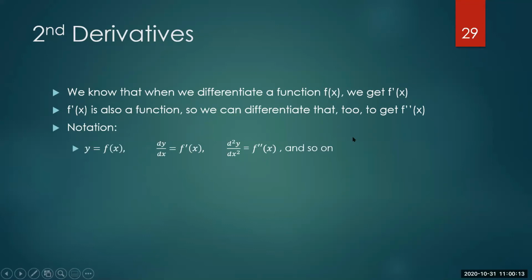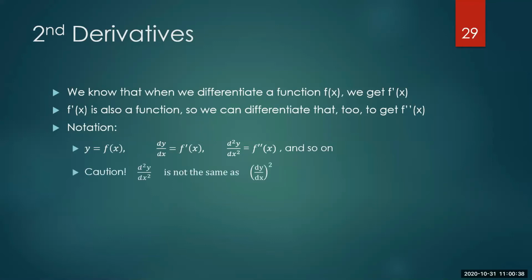You can keep differentiating until, if it's a polynomial, you'll eventually, if you differentiate it enough, end up at 0. But for example, you could differentiate sine of x and cos of x all day long, and so you can get f triple dash, f4 dash, f5 dash, and so on.